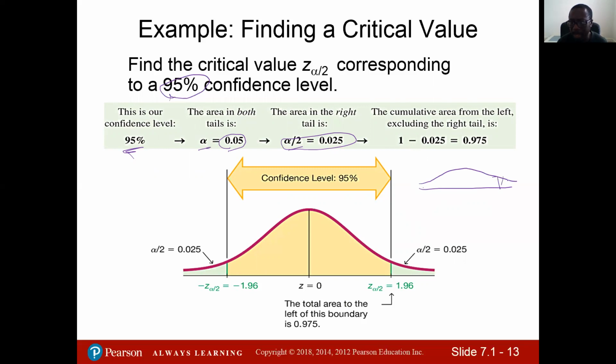Okay, this area here, the shaded part, is 0.025. So what is the area to the left? Remember, if you're using the table, it gives you that value. So basically we are going to find this area here, we subtract this from 1, that gives me 0.975. So if I go to my table, I'm looking for the Z value, this is Z alpha by 2. We need to determine this value. We want to find this area, which is what?